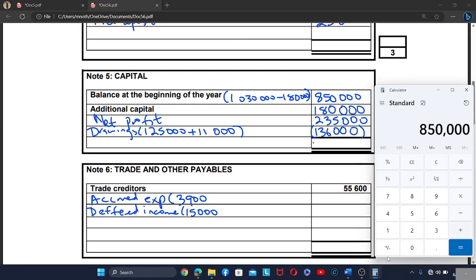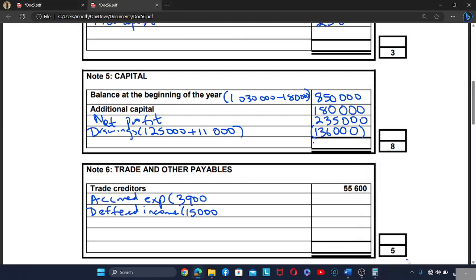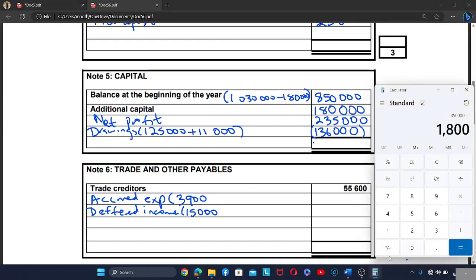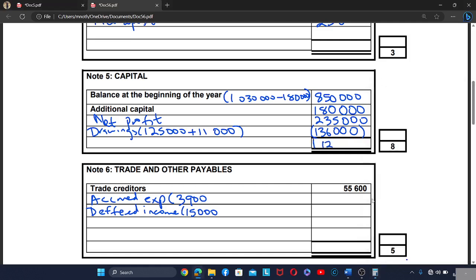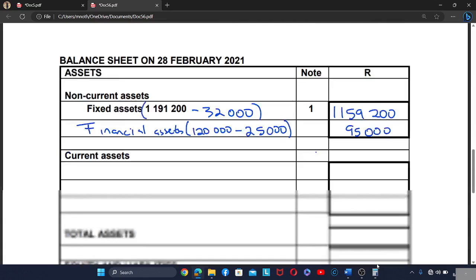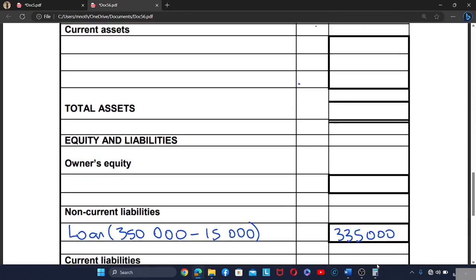850,000 plus 180,000 plus 235,000 minus 136,000 is equal to 1,129,000. So that is the owner's equity. That must go to your balance sheet. 1 million. This is the owner's equity.